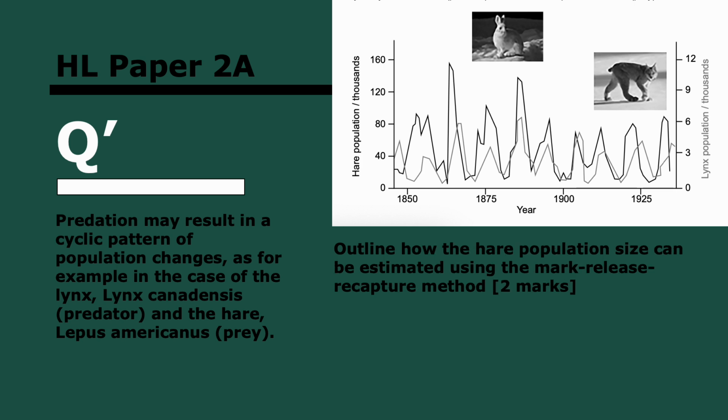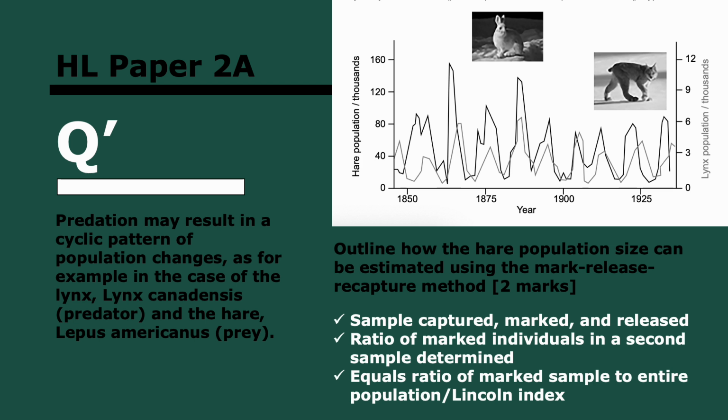Great. Now it asks to outline how the hare population size can be estimated using the mark release recapture method. Once again, this is something that's easy to remember. It's C4.1. But 3, 2, and 1. So, okay, it seems stupid, right? But you just have to define what it is.